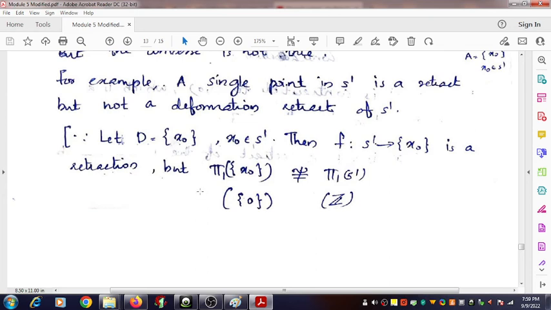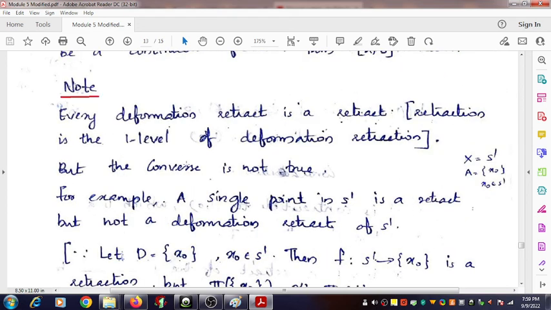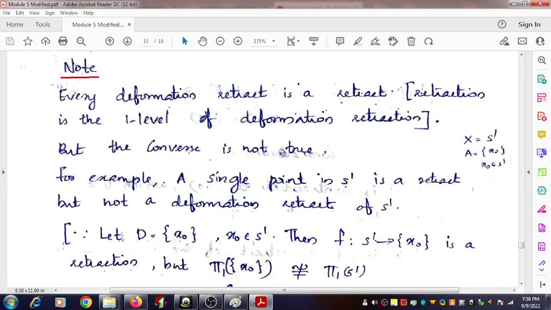So we have to accept that we cannot develop a deformation retraction from every retraction which exists from a given space to its subspace. Therefore the converse is not true. But the statement that every deformation retraction can give us a retraction is correct.